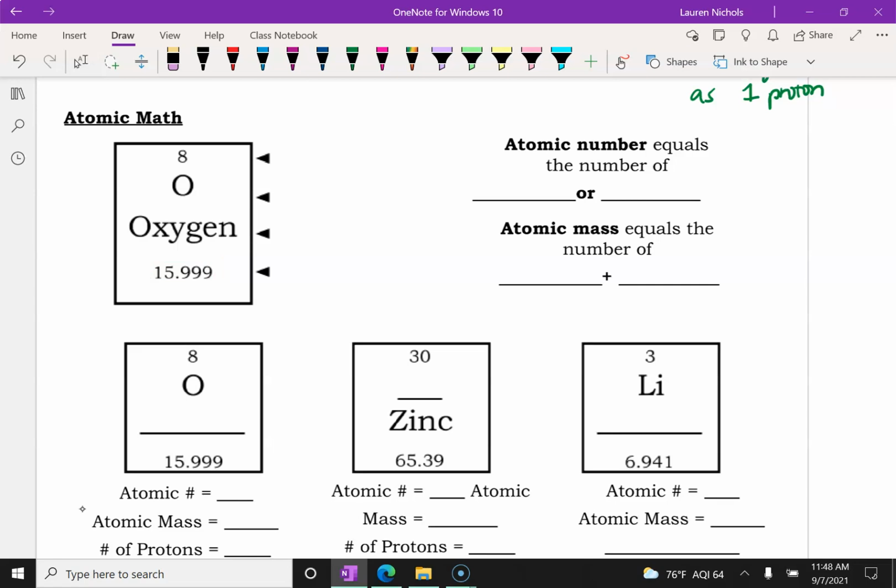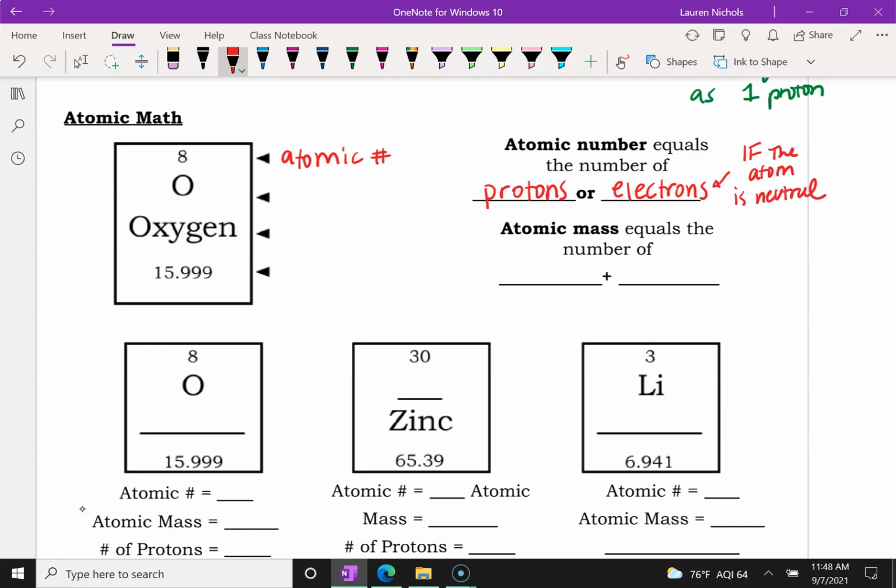When you're looking at your periodic table, the number at the top is your atomic number. Your atomic number tells you the number of protons in an atom, or the number of electrons, but it only tells you the electrons if the atom is neutral. If it's not neutral, there are different things you have to take into consideration, like the charge. But most of the time, our atoms are neutral unless I tell you otherwise. Then we have our symbol, the element name, and the average atomic mass.